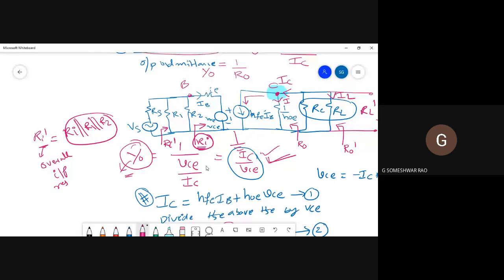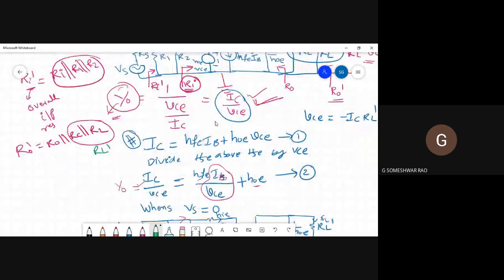And R naught dash, can you say something about R naught dash? After learning this, can you say something about R naught dash? R naught dash is in parallel with R1, RC and RL, sir. Very good. R naught dash is equal to R naught in parallel with RC, in parallel with RL. Can you say something about RC in parallel with RL? What have we represented this as? RL dash. Good, RL dash.